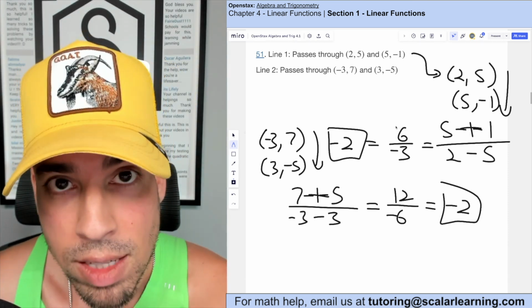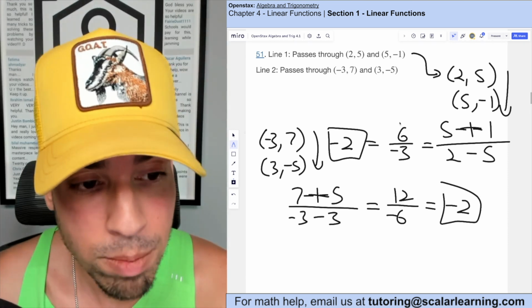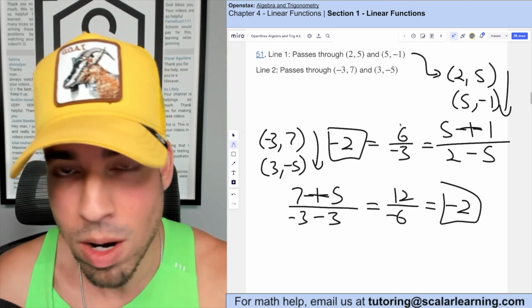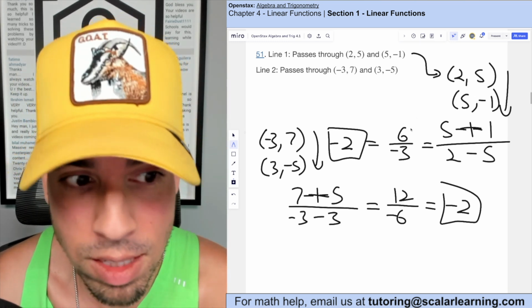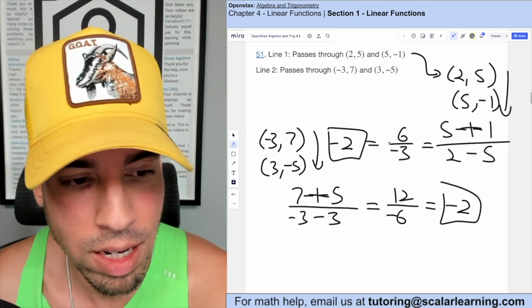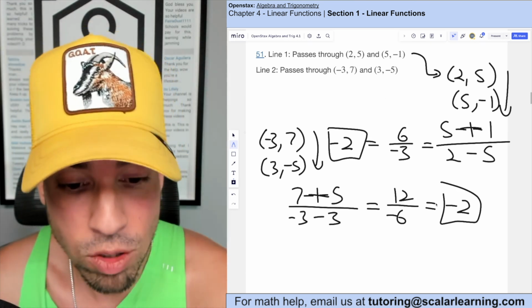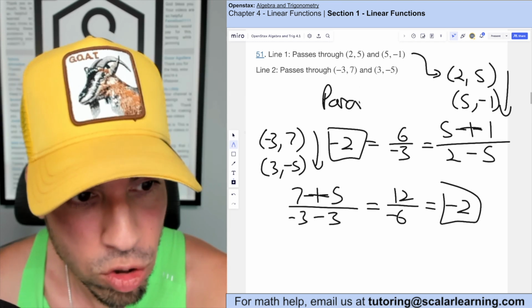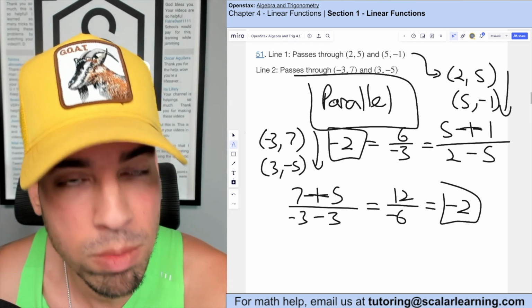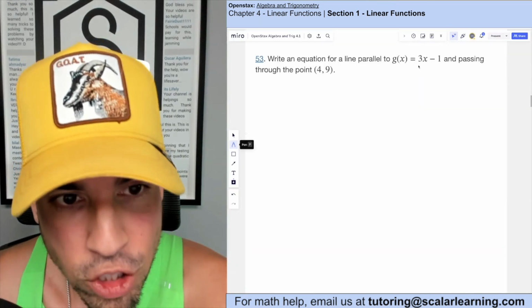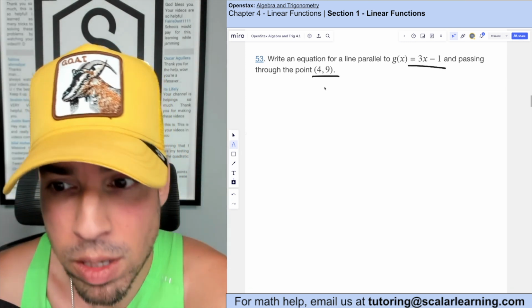So again, if two lines have the same slope, they are likely parallel. There's only one exception, and that's if the y-intercepts are the same, meaning they're the exact same line. But these two are not the same. They're not the same line, but they do have the same slope, which means these two are parallel. Boom, done.